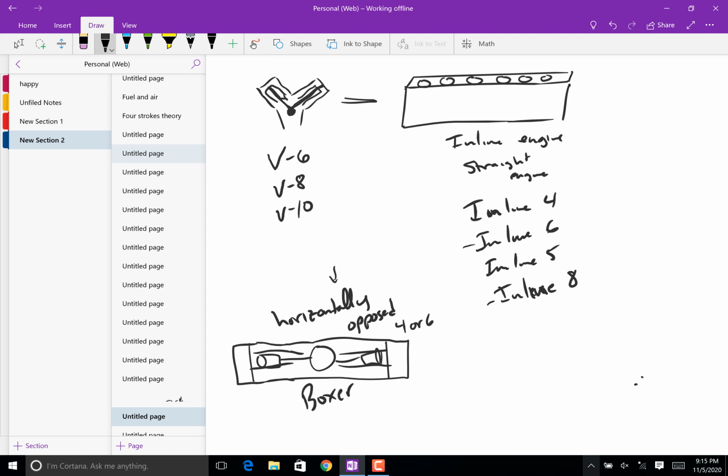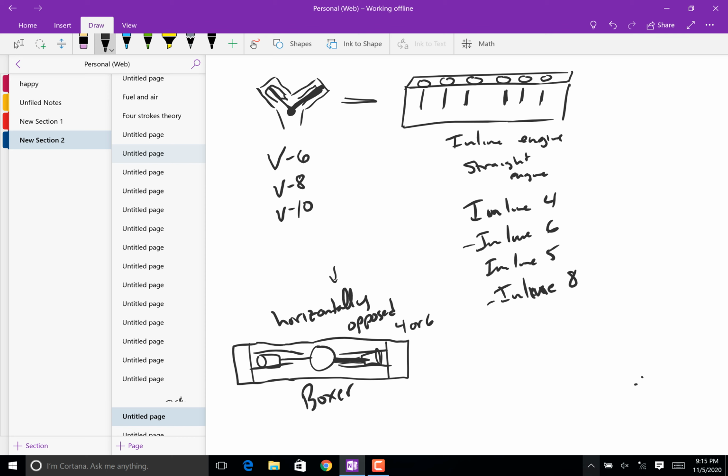The only difference, of course, friends, is how their pistons move. Their pistons here are moving straight up and down. This one's kind of going at an angle, back and forth. This guy here just goes side to side.